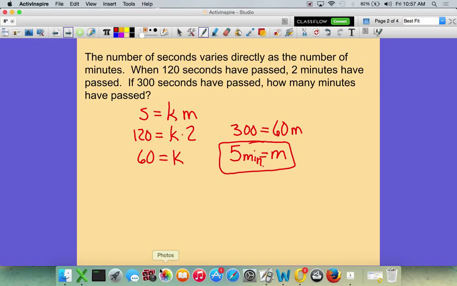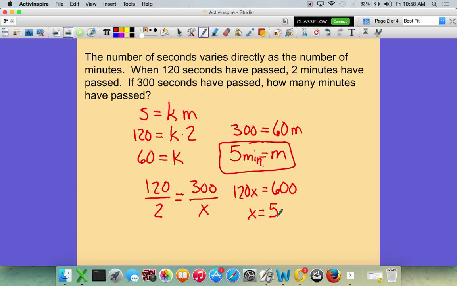Now, with this, you might be thinking, well, I've done this before. I've done it a different way. And you have. You have done this with proportions. And you can do that absolutely when we're dealing with varies directly or varies proportionally. Alright, what we would have is we'd have 120 over 2 equals 300 over x. And now that we have two proportions, we know that we can cross multiply. So 120x equals 600. If you divide by 120, we still get that 5 minutes is our answer.